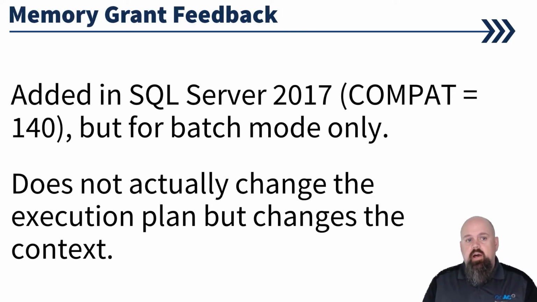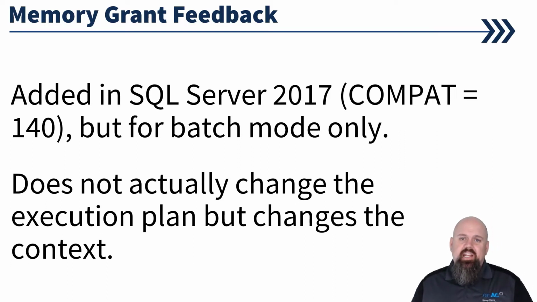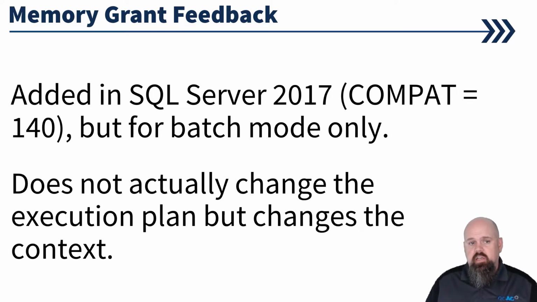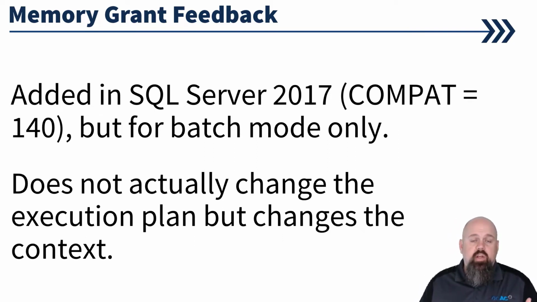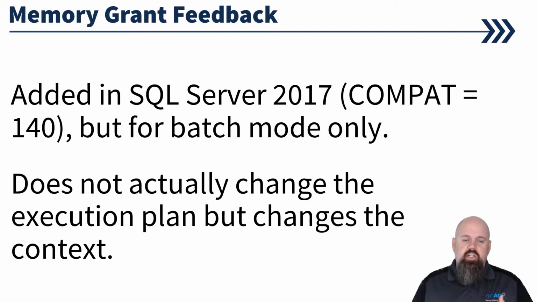Another option I wanted to talk about was memory grant feedback. This was first added back in SQL Server 2017 with the adaptive query processing brand, but it was only available for batch mode, and that was really only available if you were using columnstore indexes to take advantage of the memory grant feedback. This doesn't actually change the execution plan, but it does allow SQL Server to do some self-correction on how much memory a query might get.